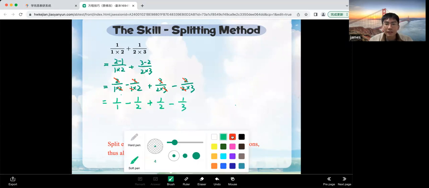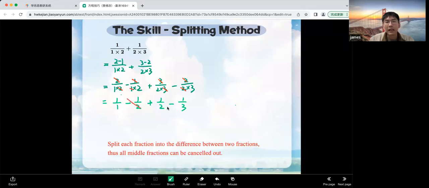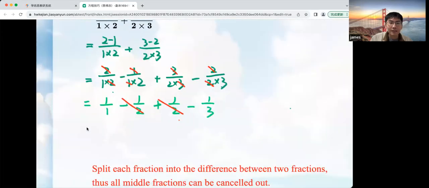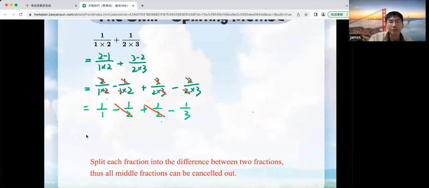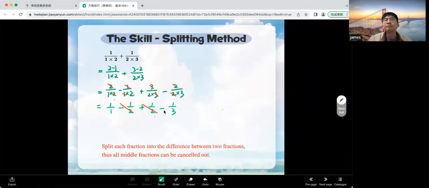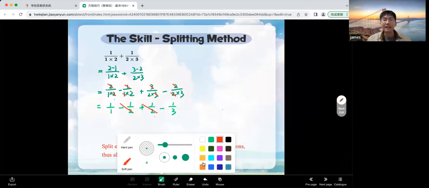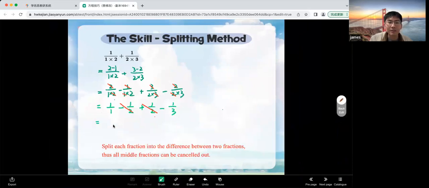And then you see for the middle fractions, all the middle fractions, we have minus 1 over 2 and plus 1 over 2. When you subtract the number and add the same number, they are canceled out. So in the end, we just have what is left. In the end, we have the first one. We have 1 over 1 and minus 1 over 3 left. And that's the only two fractions left, right? So we just have 1 minus 1/3, and it is equal to 2 over 3.